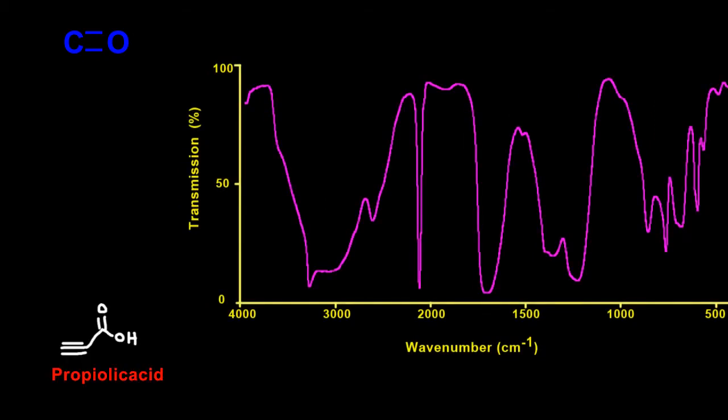The carboxylic acid group appears in the range of 3500 to 2500 wave numbers. For example, propiolic acid shows the carbonyl group at 1725 to 1700 wave number, and the carbon-carbon triple bond around 2100 wave number.